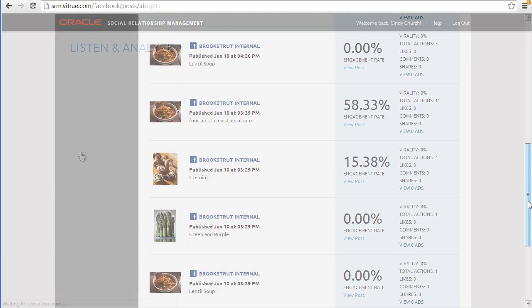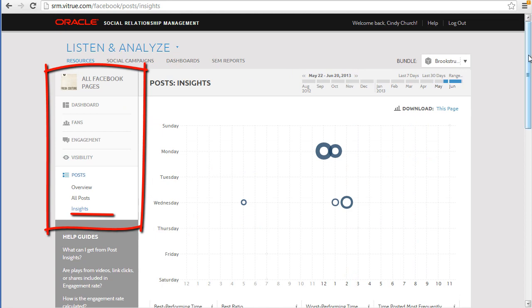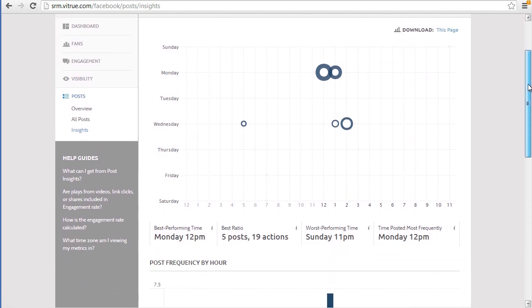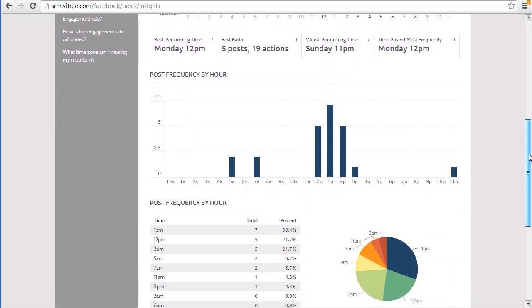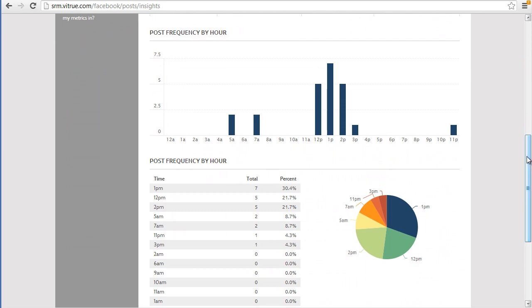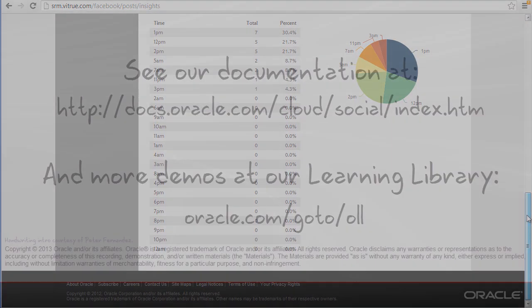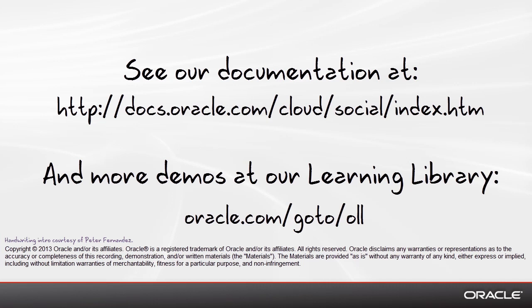The insight section gives you the best time of day to post as well as the worst time of day to post. In addition, we have charts that show how many times you've posted at a particular time of day. So that's been a closer look at reviewing your analytics using the Listen and Analyze tool.